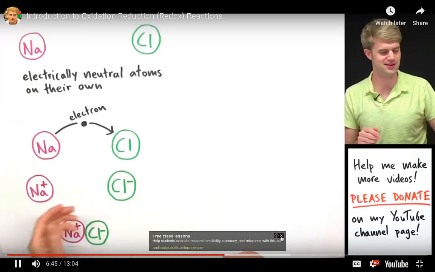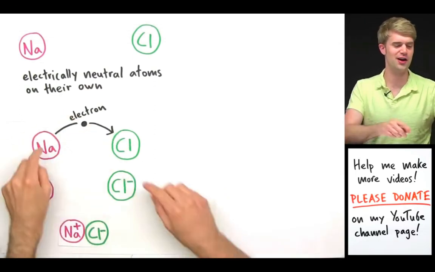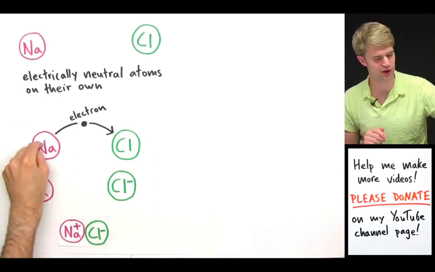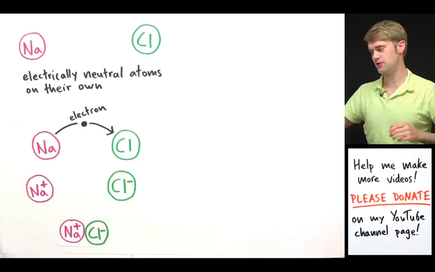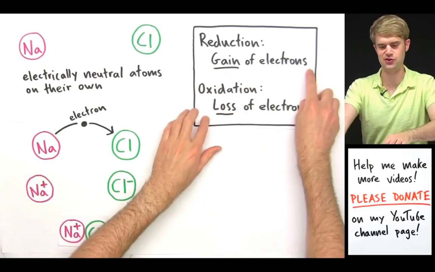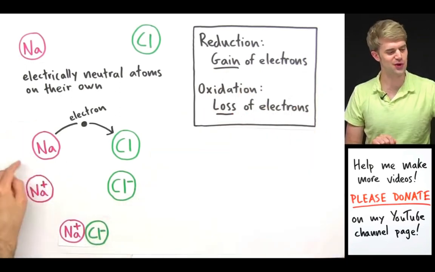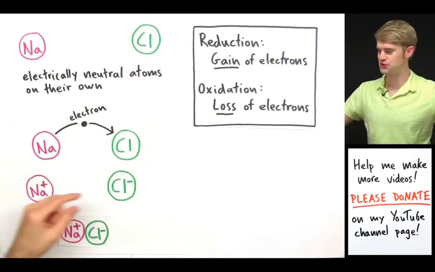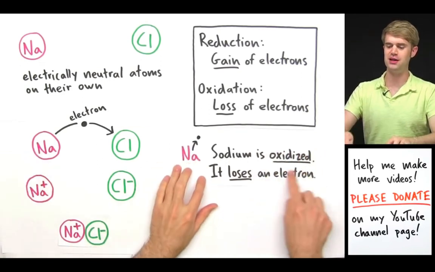So, obviously, this is an oxidation reduction reaction because there is a transfer of an electron between these two atoms. I now want to describe what's happening to sodium and chlorine using these terms reduction and oxidation. So, just to refresh your memory, reduction here is a gain of electrons, and oxidation is a loss of electrons. So, for sodium, what's happening? Is it being reduced or is it being oxidized? Well, sodium is giving up one of its electrons, it's losing an electron, so it's being oxidized.